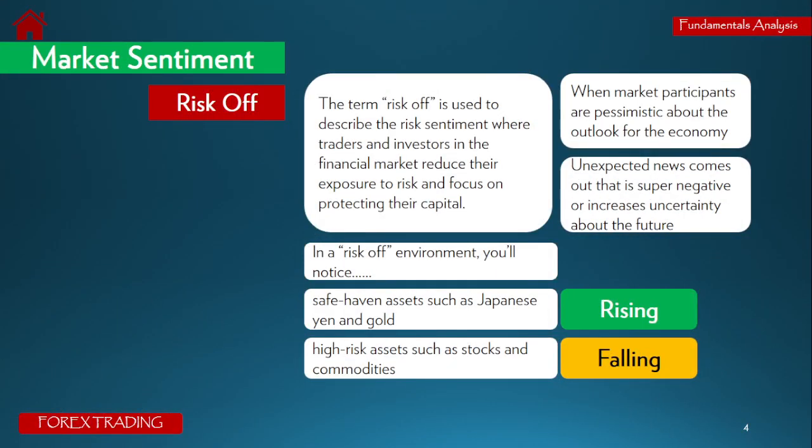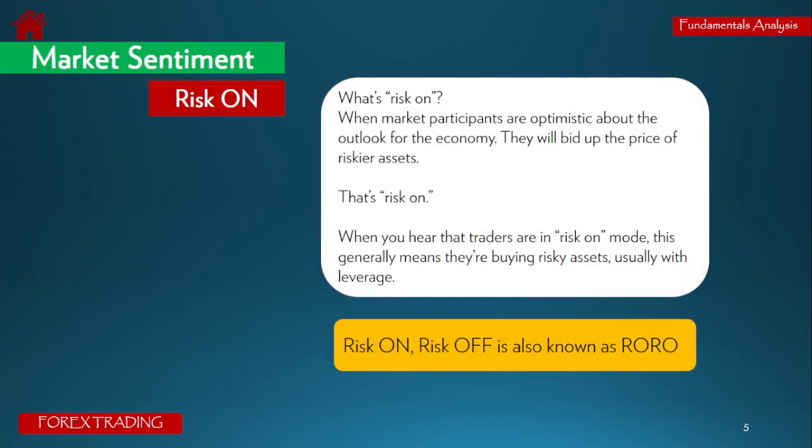So let's see what is risk off. The term risk off is used to describe the risk sentiment where traders and investors in the financial market reduce their exposure to risk and focus on protecting their capital. This happens when market participants are pessimistic about the outlook of the economy and they are expecting some unexpected news that is super negative or increases uncertainty about the future. Typically, in a risk off environment, you will notice safe haven assets such as Japanese yen and gold begin to rise, and high risk assets such as stocks and commodities begin to fall. Now we have discussed risk off.